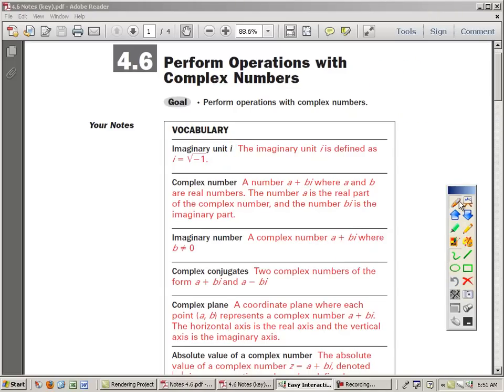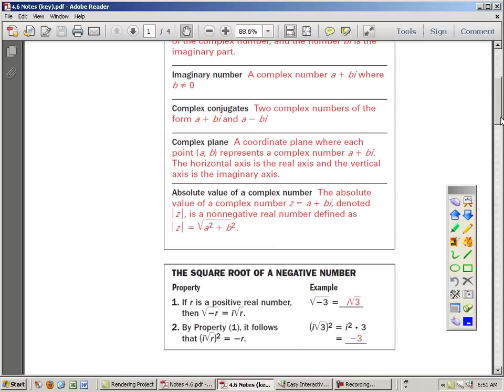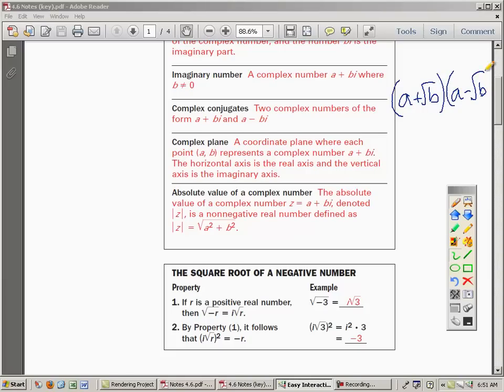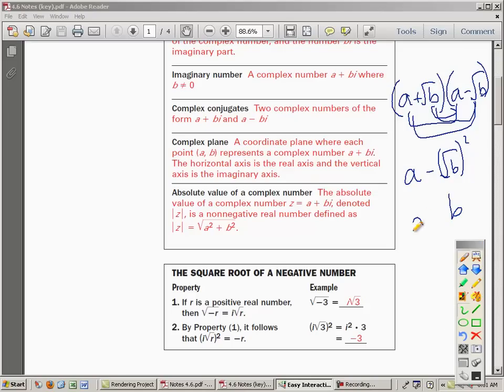Complex conjugates look very similar to what we talked about in the last lesson. If you recall from last lesson, we talked about a plus the square root of b, and its conjugate is a minus the square root of b. The reason for that is because when we FOIL this, the middle terms cancel out, and you're left with simply a minus the square root of b squared. We don't get that square root of b term anymore because the square root of b squared becomes b, and it's simply a minus b. We talked about that in our last lesson.